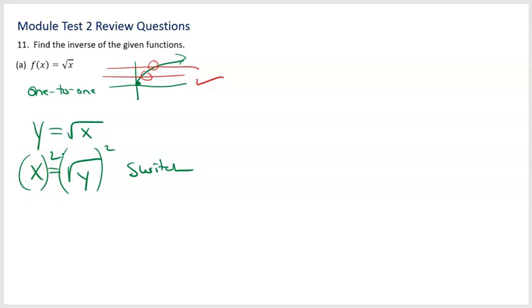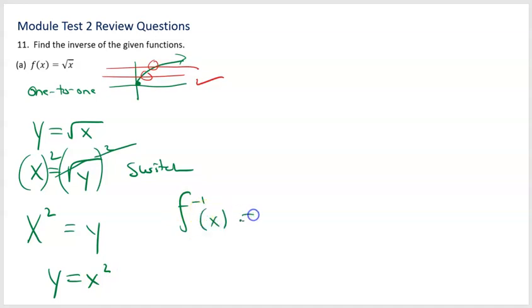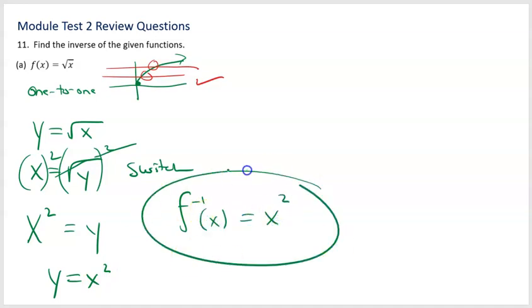Now when I square the left side, I get x squared. When I square the right side, the square root and the square cancel each other out. And there I am. Y equals x squared. You can switch it around if you like. That is my inverse. So I have f inverse of x is equal to x squared.